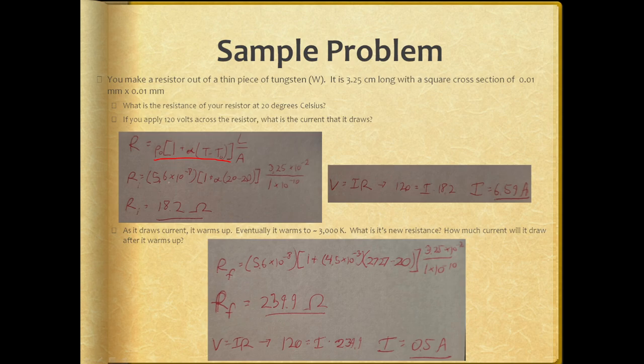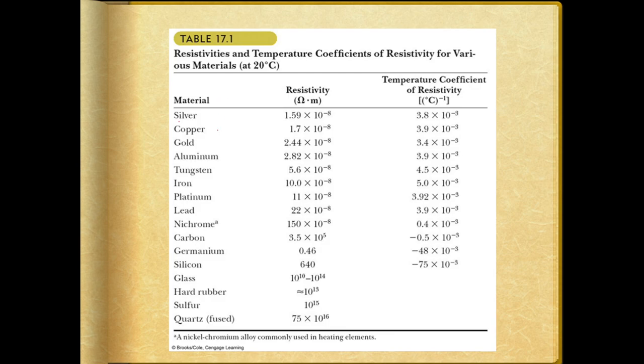So, looking at, we'll just tab back to the constant table real fast. Looking on this list, properties of tungsten. Resistivity of tungsten is 5.6 times 10 to the negative 8th ohm-meters. And its temperature coefficient is 4.5 times 10 to the negative 3rd. So those are the constants for rho naught and for alpha.